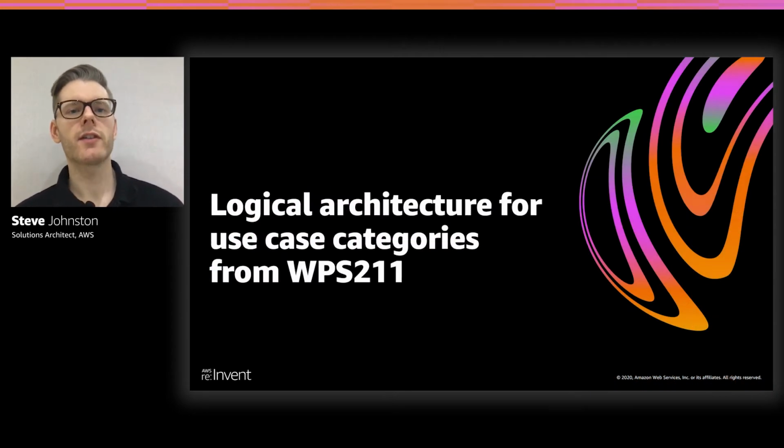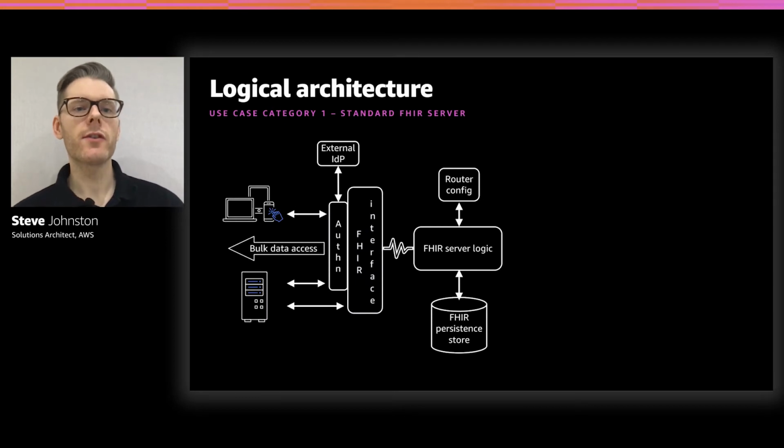Okay, on to the logical architecture, which shows some of the ways that this toolkit can be used. All right, so the first use case category is the standard FHIR server. This is the most basic use case for the FHIR Works and AWS toolkit, and it's what's deployed if you use the scripted deployment from our GitHub repository.